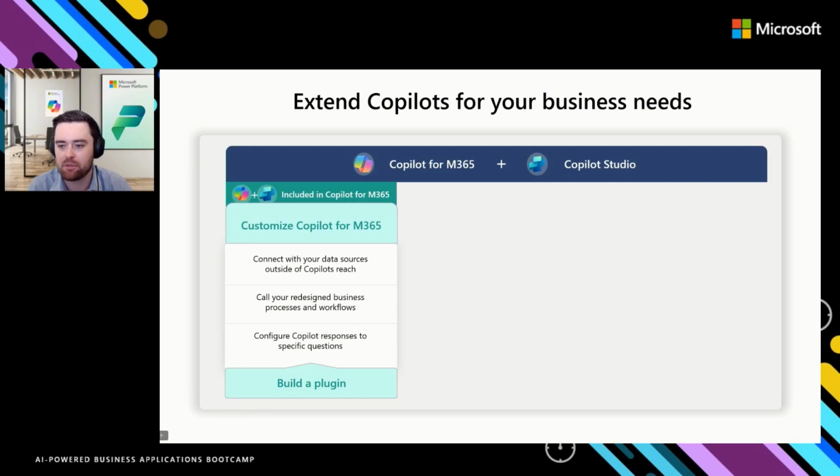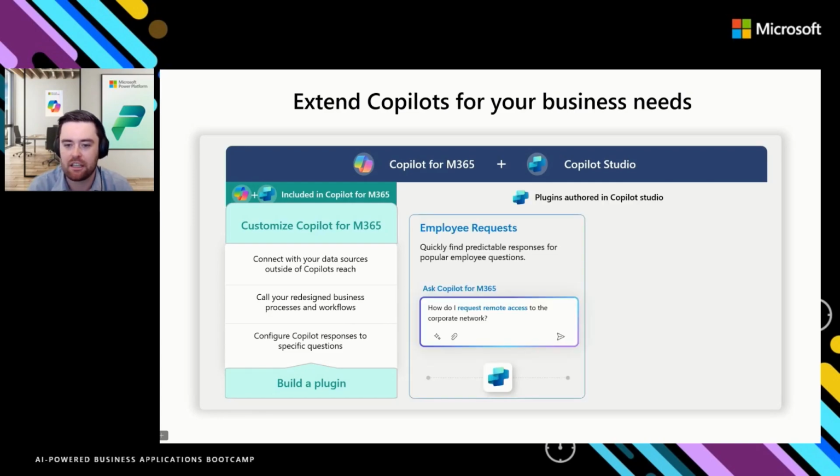So a good example of this would be, how do I request remote access to my corporate network? This is where I want to author a plugin where I don't want generative AI coming in and having some creativity. I don't want any creativity for this example. I'm basically saying this is the exact process that I want to follow.